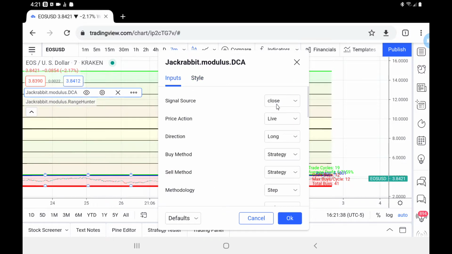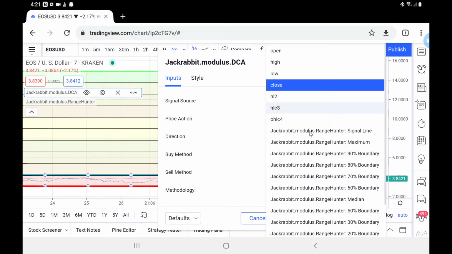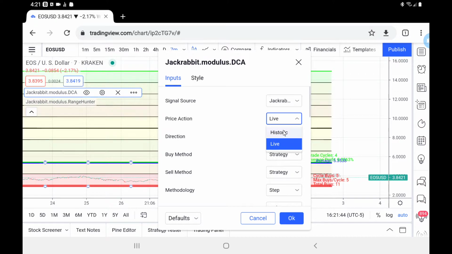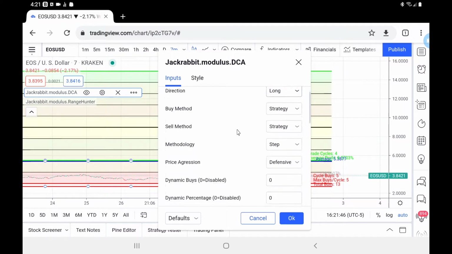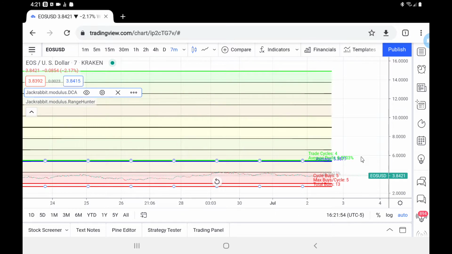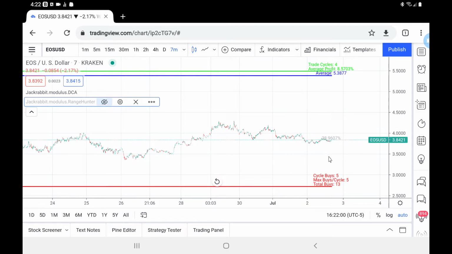Now let's select Range Hunter signal line and historic data only. Now I'm not going to touch any of the rest of this. I'm just going to look at it as it is right now. And we can hide Range Hunter and actually see, not bad.